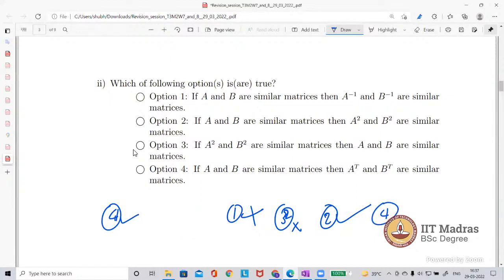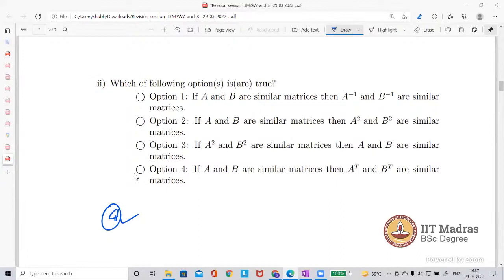Okay, let me go one by one. From your side, Atul, you can tell which option is correct and the reason as well. The first option is correct, the second option is correct, and the fourth option is correct. So why is the first option correct?